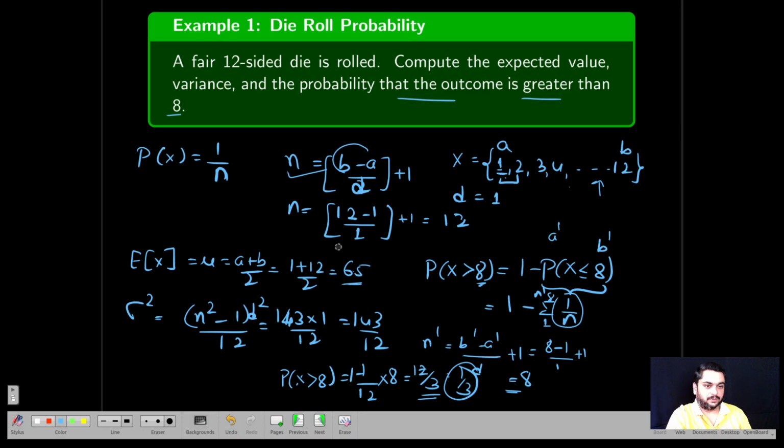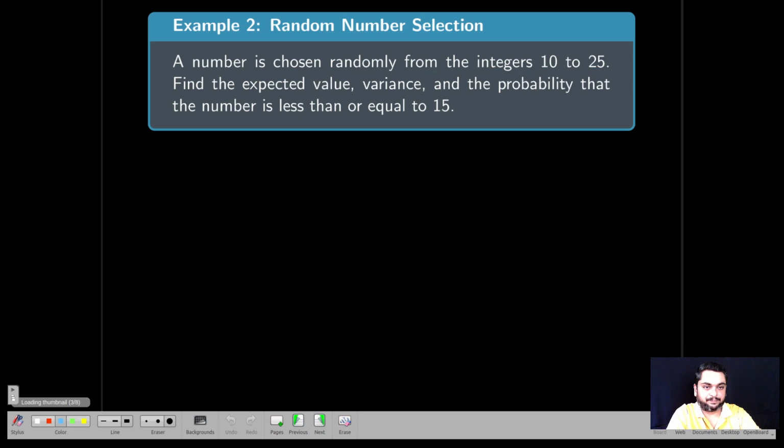In the GATE exam, they'll definitely ask with a given number of spaces. We'll see the last example. Next, a number is chosen randomly from integers 10 to 25. See, now it's not 1 to 12. So 10 to 25 means, that's why I told you the spacing is important. So 10 to 25 is consecutive numbers: 10, 11, and so on. Integers from 10 to 25.